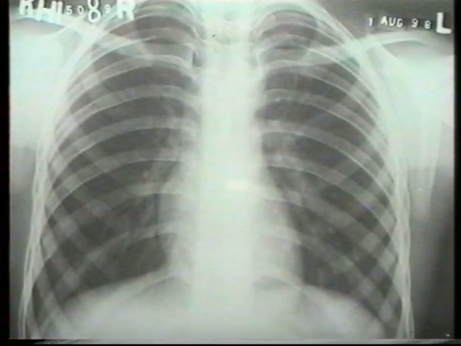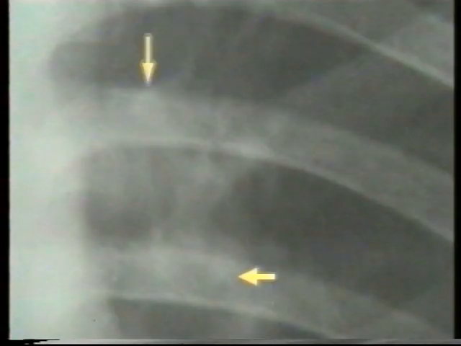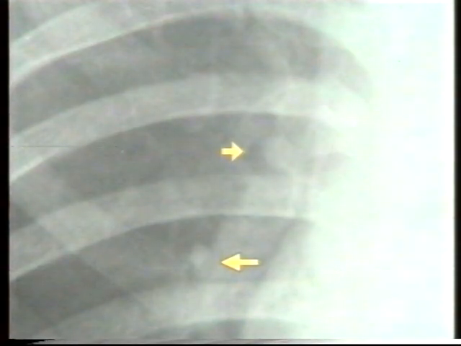This is another X-ray showing hilar nodes on both sides. Note the rounded opacities at the left hilum. There is no parenchymal lesion seen. The right side also shows similar well-defined opacities of the hilar nodes. This is primary complex.